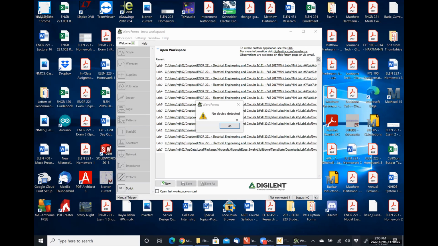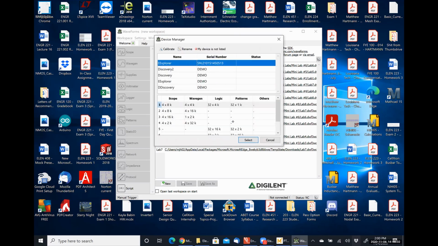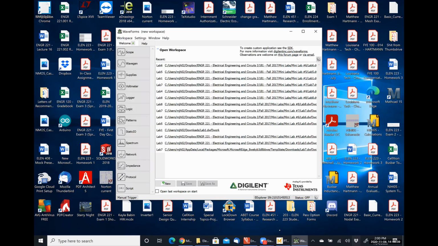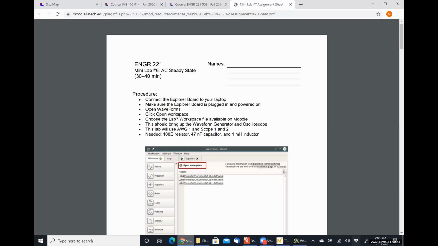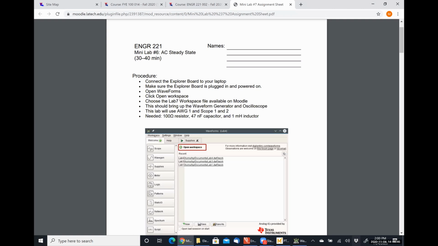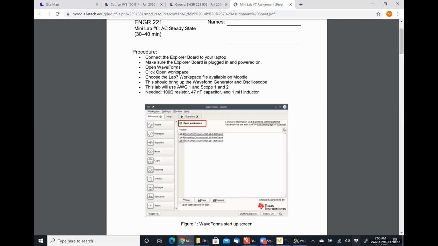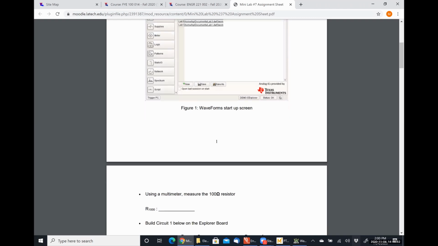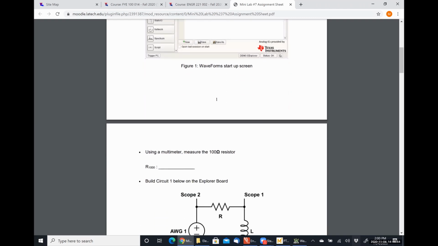All right, detect the device now. Yes. All right, so let's see what is what, here's what I'm looking for. Connect the Explorer board, did it. Open WaveForms, did it. Circuit's already set up. It looks like, all right, so using a multimeter, we're gonna measure our 100 ohm resistor.